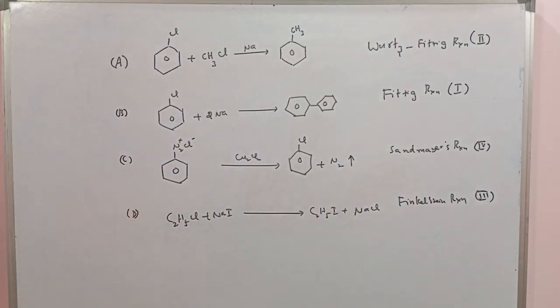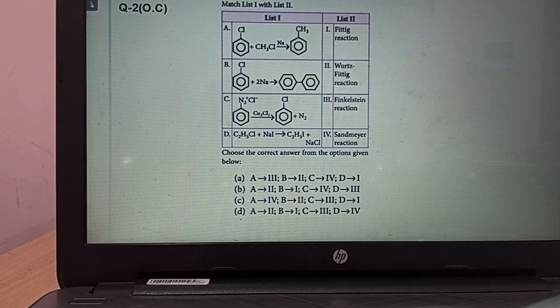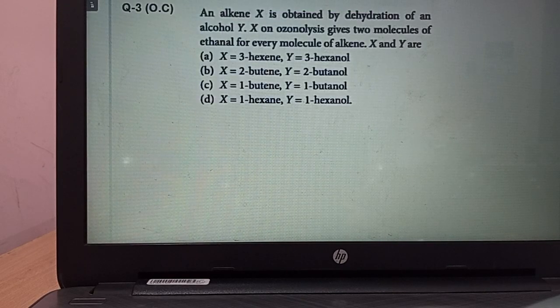These are the correct matchings for List 1 to List 2. After looking into the correct matching of this discussion, the second option is the right option for this question. Okay, let's move to the next question.